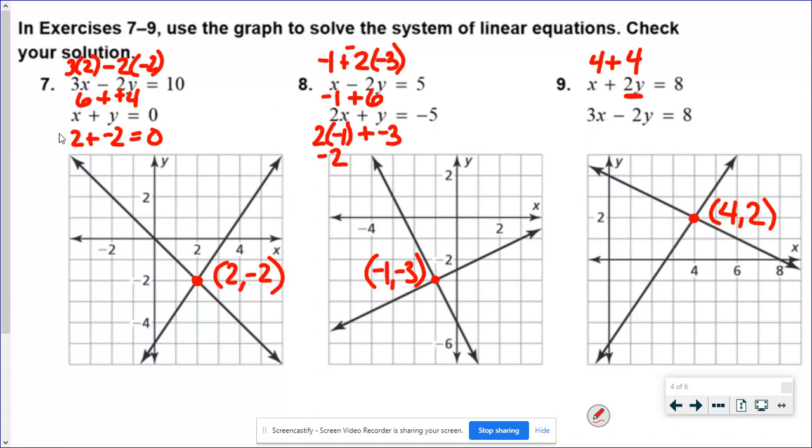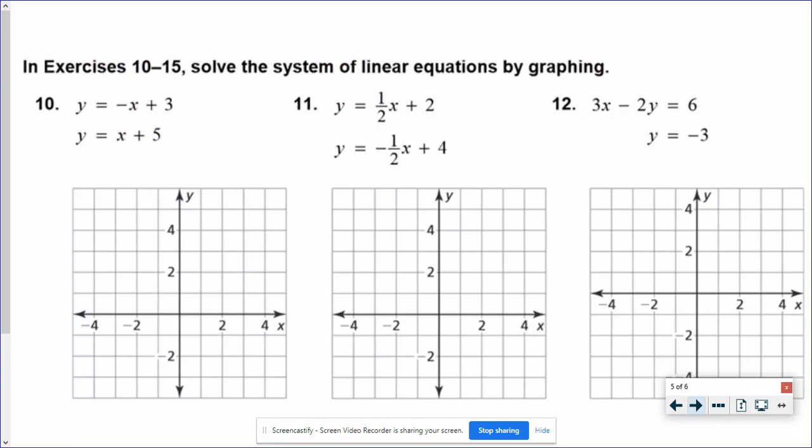In the second equation, 3 times 4 for this part, instead of writing 3 times 4, I would just go to 12. And then 2 times 2 is going to be 4. 12 minus 4, yes, that is 8. So that's how we would check those solutions after we find them from the graph.